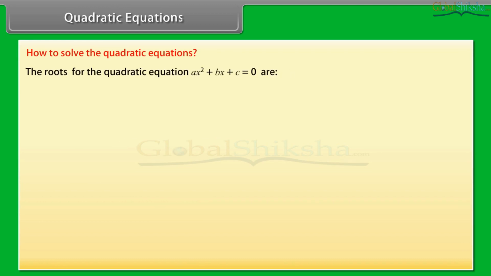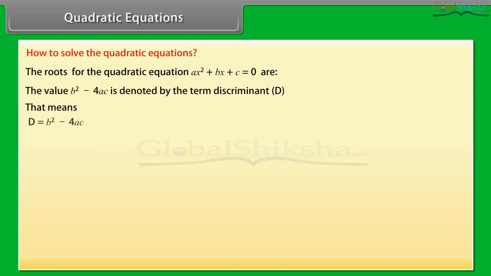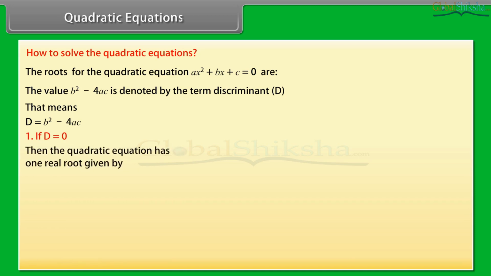The roots for the quadratic equation ax square plus bx plus c is equal to 0 depend on the value b square minus 4ac, which is denoted by the term discriminant d. That means d is equal to b square minus 4ac. 1. If d is equal to 0, then the quadratic equation has one real root given by x is equal to minus b by 2a.